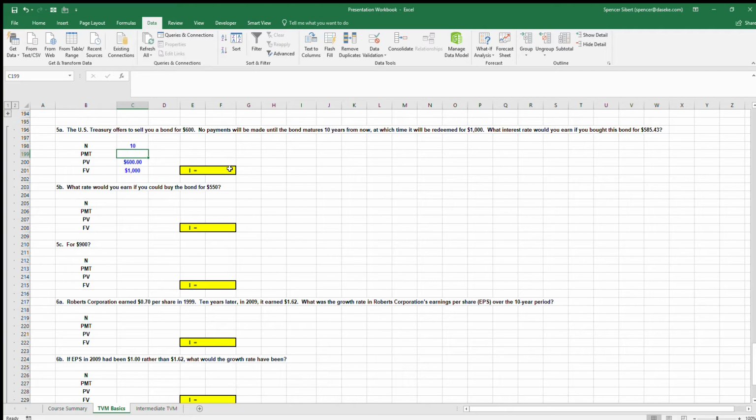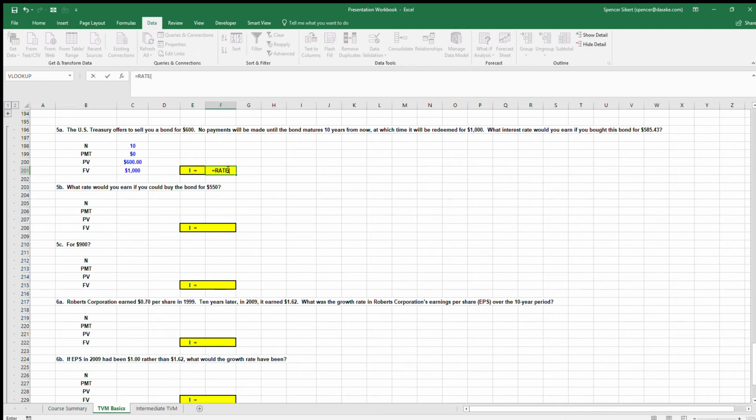So that last part of the question actually is irrelevant. It doesn't really matter what you bought the bond for since there's a defined present value and defined future value. Because you got $600 as a present value, and then it can be redeemed for $1,000. So that's all you have. I mean, payment's 0. Let's go ahead and calculate it out.